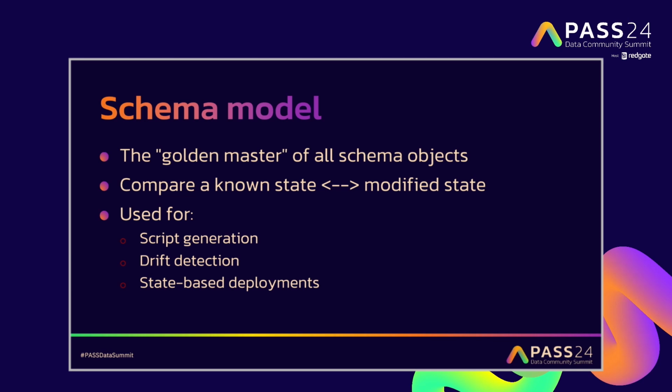We can help you generate migration scripts. We can check that the version you have is what you expected to have. We can update a database if it doesn't match the schema. We can do things like drift detection. There's all kinds of things that come because we have the ability to take that schema model. And we're going to show you that today.